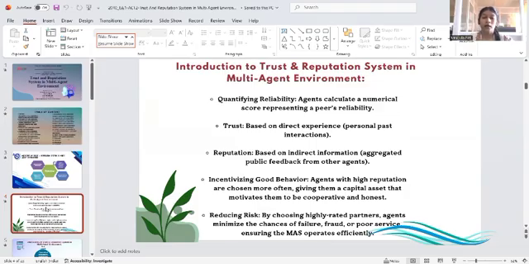Fourth one is good behavior. In that, agents with high reputations are chosen more often, giving them a capital asset that motivates them to be cooperative and honest. Last one is reducing risk. By choosing high-rated partners, agents minimize the chances of failures.